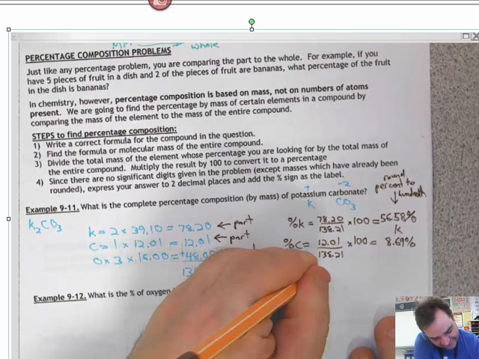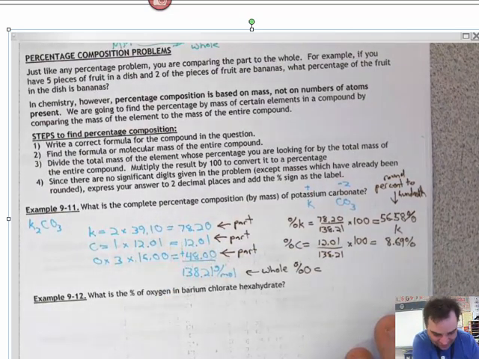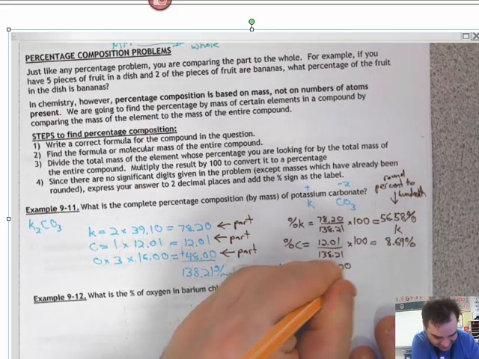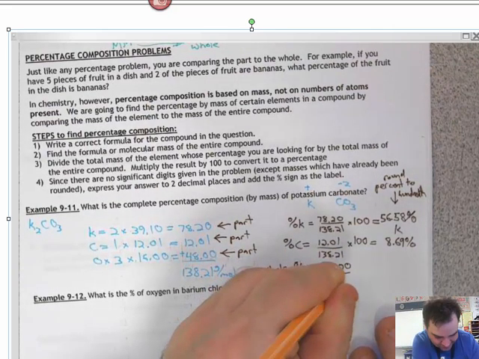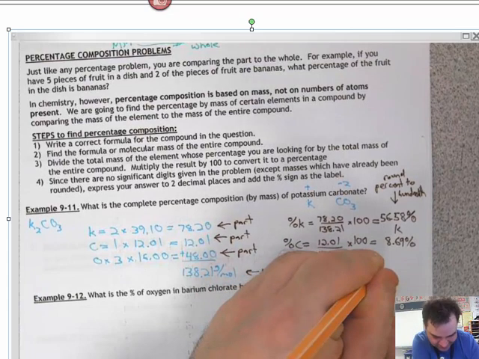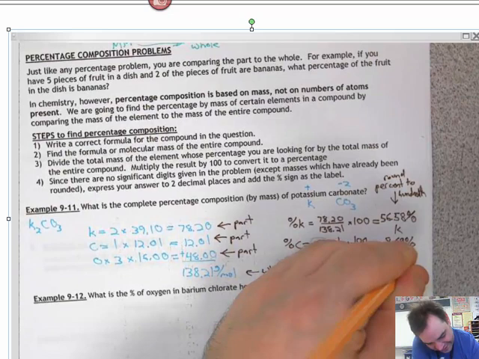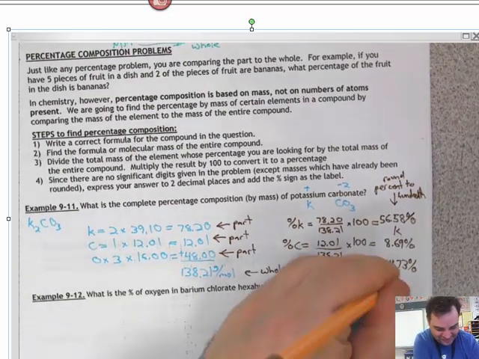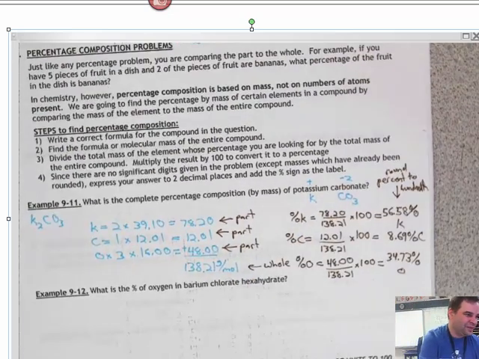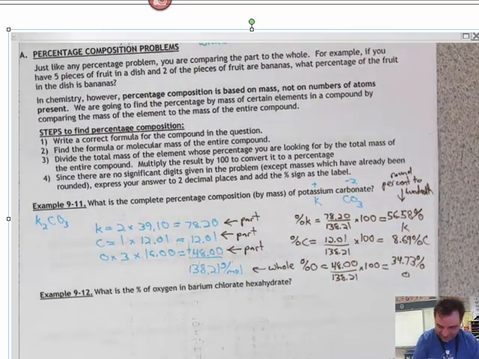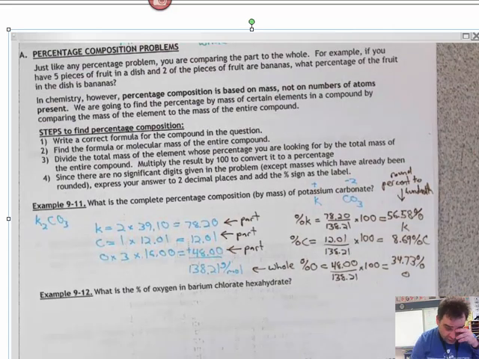Then you do percent oxygen here, which is 48.00 over 138.21 times 100 equals 34.73% oxygen. And these percents should add up to 100 if you did it right. If you get 99.99, you're okay. If you get 100.01, you're okay. It's close enough. Okay?